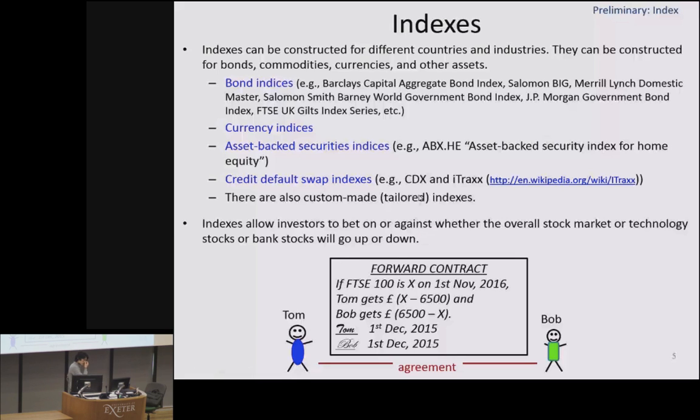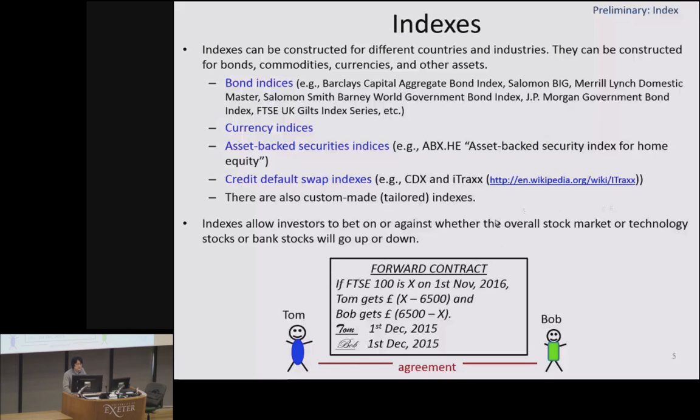Now, indices are useful for 2 major reasons. First, once an index is constructed, by looking at that index, you can have a very quick and good idea of how that asset class is performing. By looking at an index, you can understand how German companies are doing, how US technology companies are doing, how Latin American government bonds are doing, or how Southeast Asian currencies are doing. Okay, that's useful.